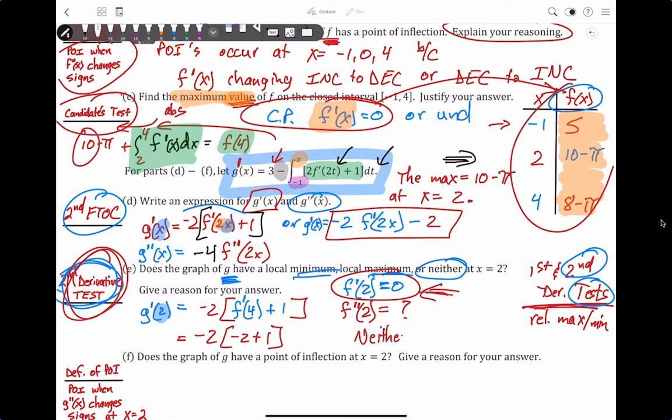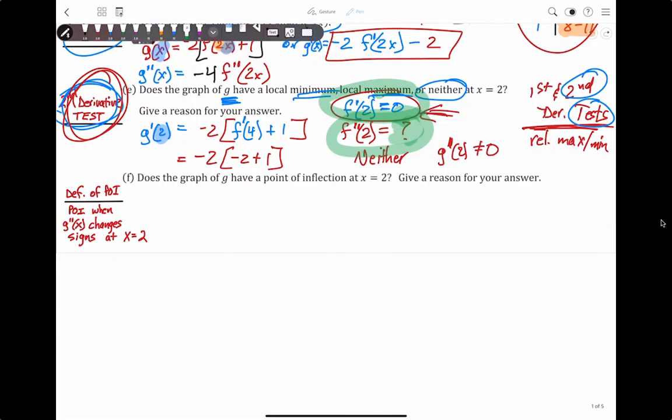And you could say it fails the second derivative test, or you could just say G prime of 2 is not equal to 0. So remember, it has to have both of these conditions, and then analyzing whether that second derivative was positive or negative to see if it was concave up or down and go from there. Because it doesn't even have the first stipulation, then it's neither. It's not going to be a local max or a local min per the second derivative test.